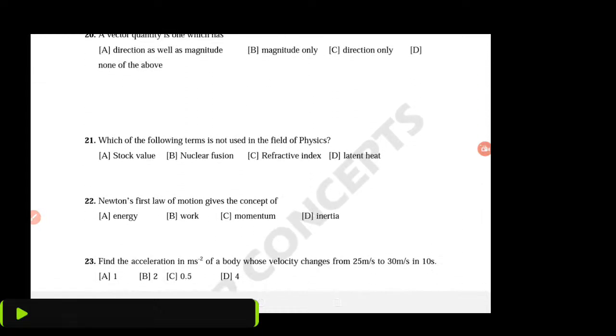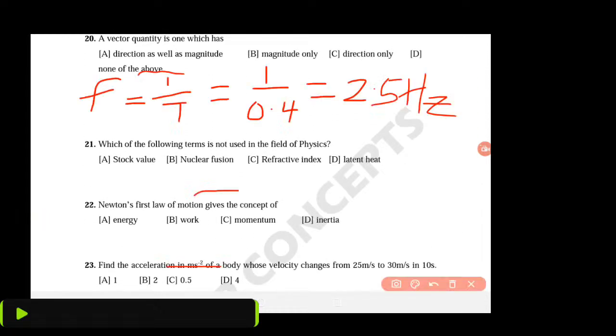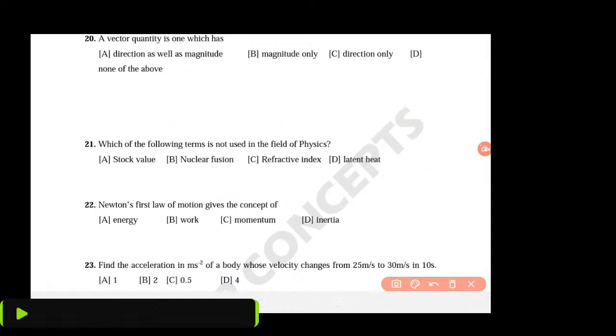Okay, let's go straight to question number 20. The question says a vector quantity is one which has, by definition, both magnitude and direction, while scalar only has a magnitude without direction. So the correct option here is option A. Vector quantity is a quantity that has direction as well as magnitude.